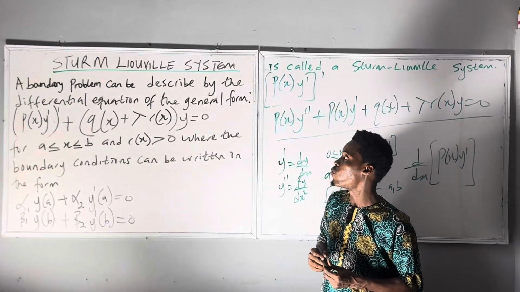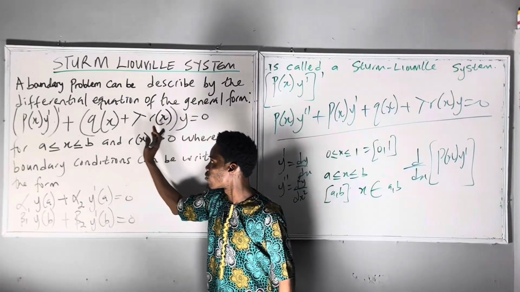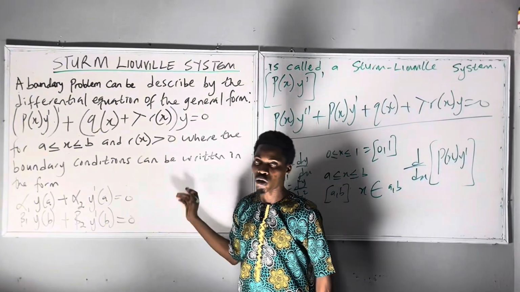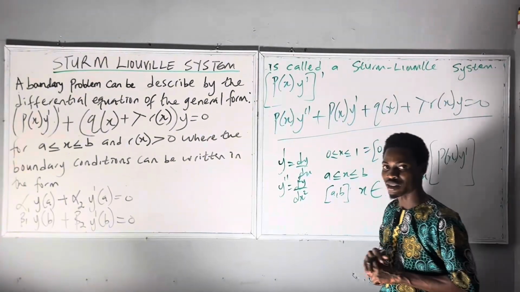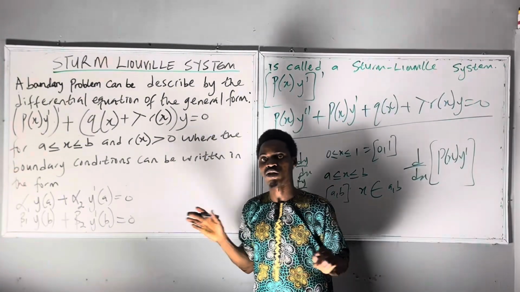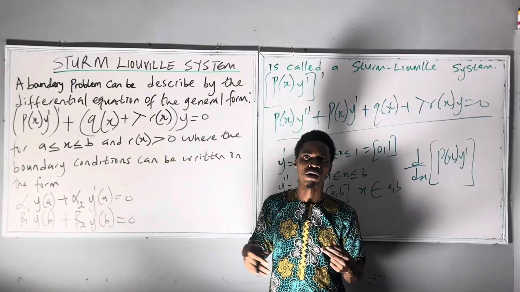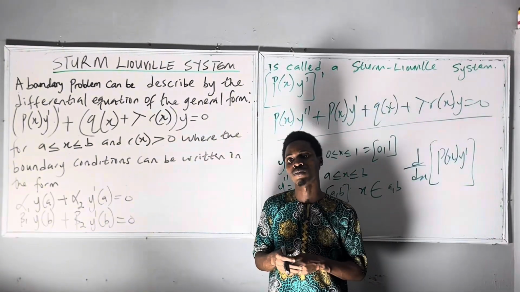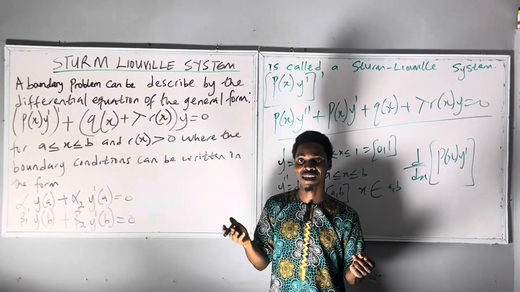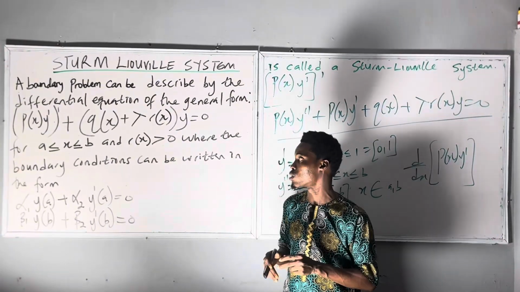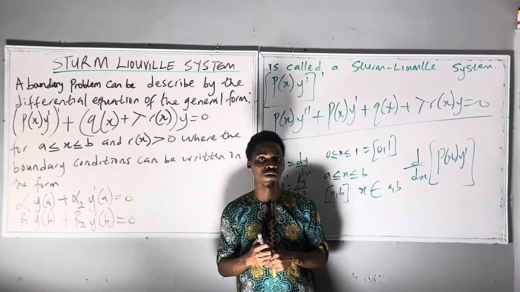A solvable problem is when you have a system in this form, and we call it a Sturm-Liouville system. If it satisfies all this, we call it a Sturm-Liouville problem. In our next video, we'll be talking about some exercises and problems related to the Sturm-Liouville system: how can we find this eigenvalue? Thanks.